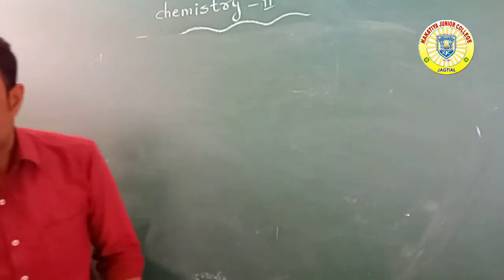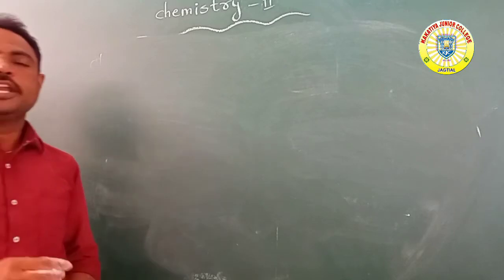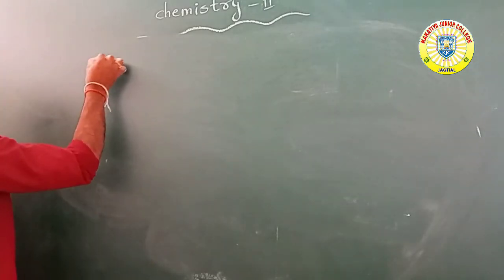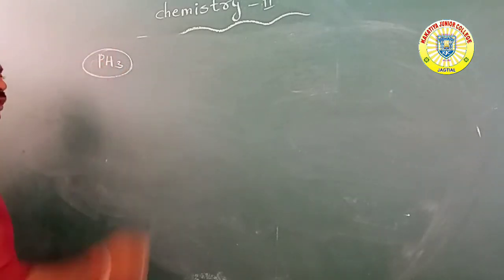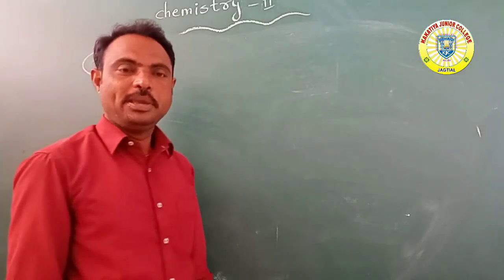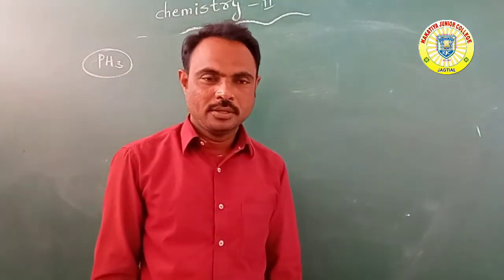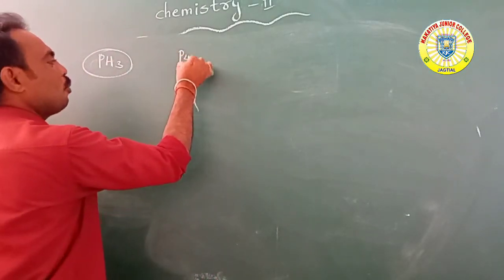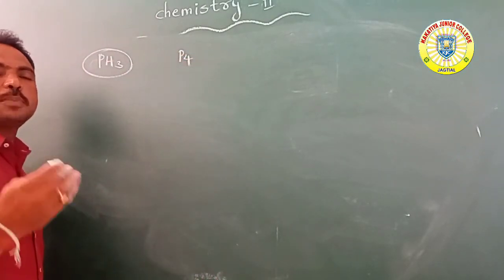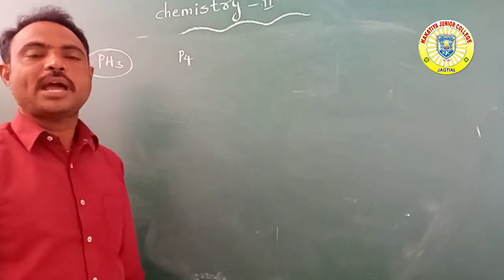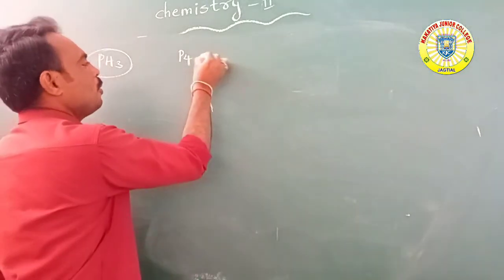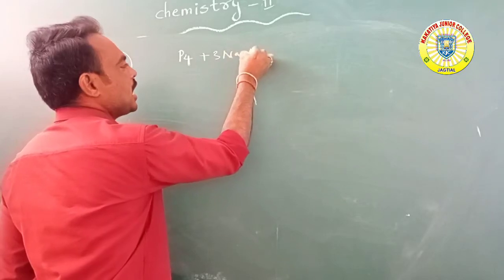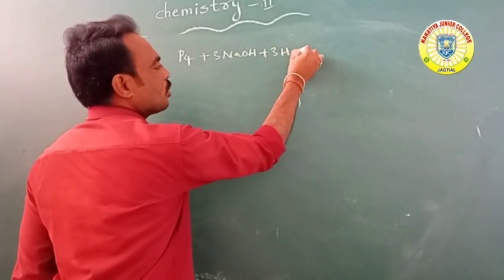Next, another very important compound is PH3. PH3 means phosphine. So how is it prepared? When we take P, phosphorus, this phosphorus is dissolved in sodium hydroxide solution.